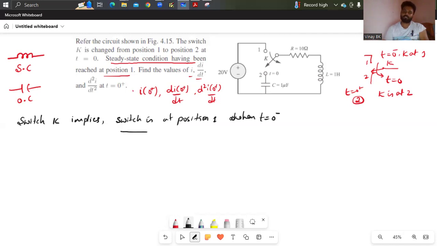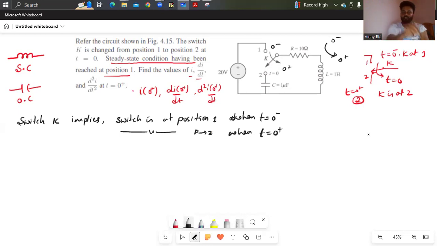Similarly, the switch is at position 2 when t equals 0 plus. Before closing, or else at t equals to 0 minus, I just explained earlier itself about the switch. You just see the arrow, tail end is nothing but 0 minus side, arrow end is nothing but 0 plus side. If there is an arrow mark like this, tail end is 0 minus side, arrow end is 0 plus side. So that if there is a 0 minus which is at 1, if there is a 0 plus which is at 2.